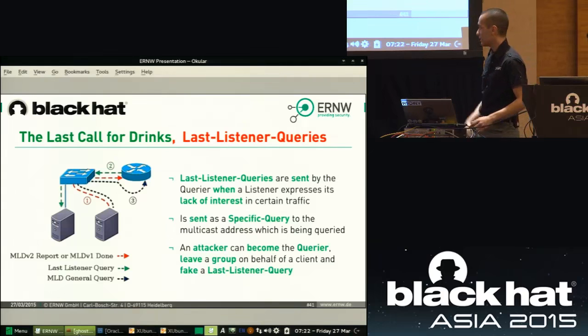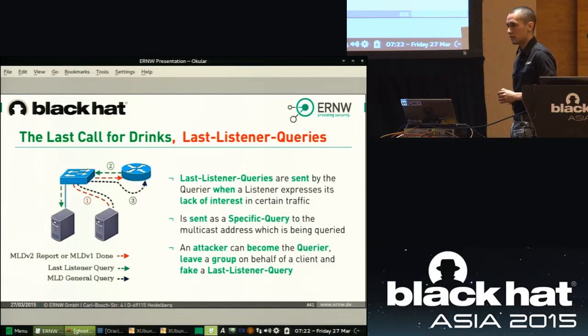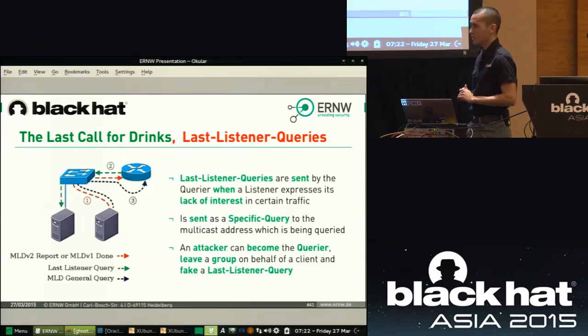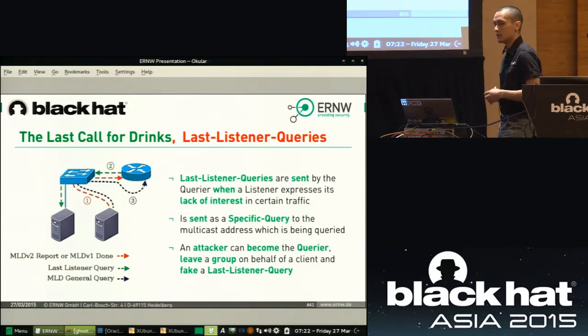If you have the iOS image we have installed here, it's 15.4. So if that's the case, then you can simply send an MLD version 2 report saying to the network, the router, no interest, and the switch is just going to block the last listener query. If that's not the case, then you can just become the querier, which is easy.